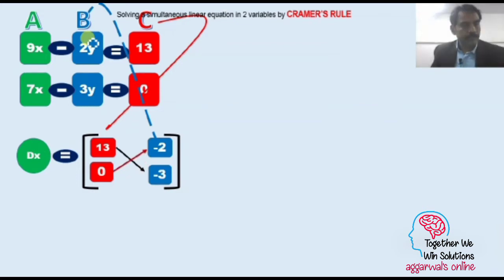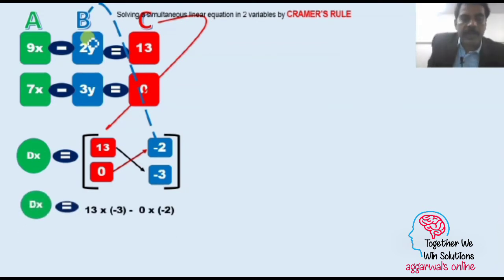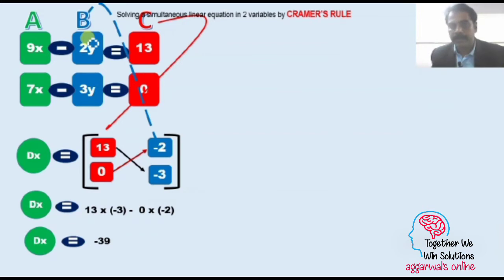Is that clear? So we can write Dx equals 13 multiplied by minus 3 minus 0 multiplied by minus 2. Simplifying this, we get minus 39, because 0 multiplied by any number is 0, and minus 39 minus 0 is minus 39. So that is the value of Dx: minus 39.